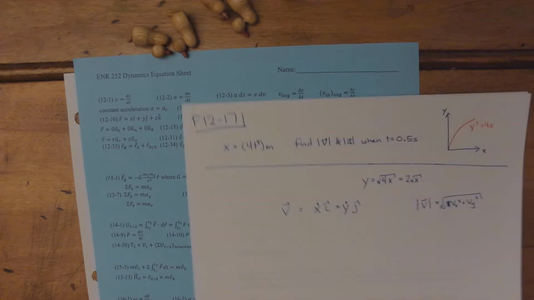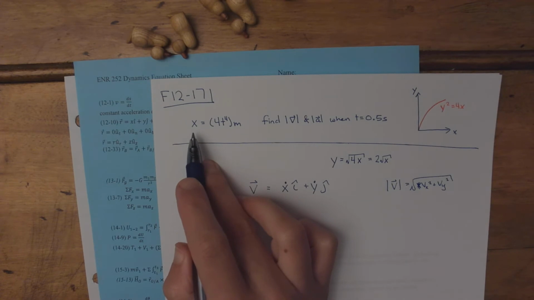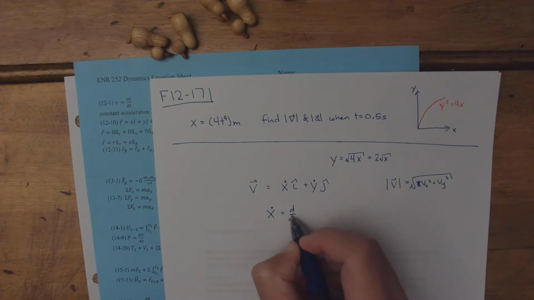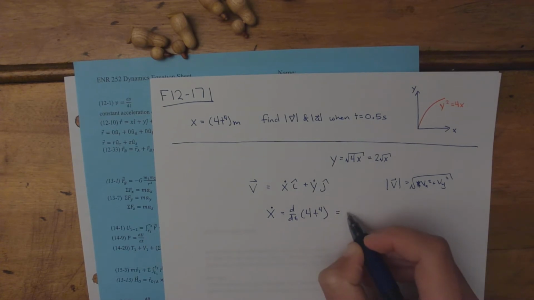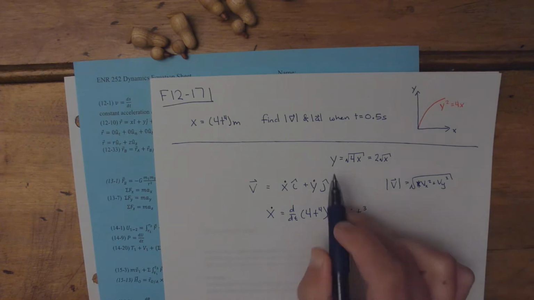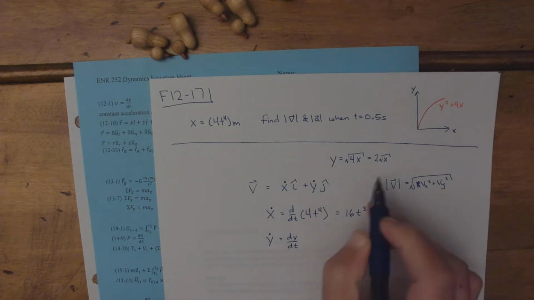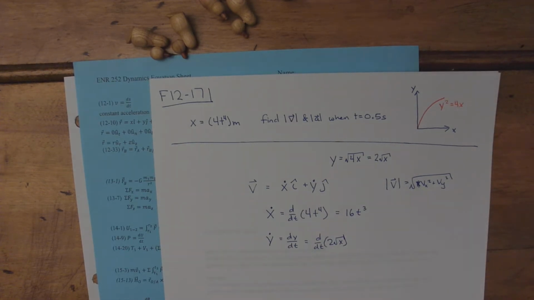Okay, so what I have to do first is find x dot and y dot. I have x here equal to 4t to the 4th. So x dot is just the derivative with respect to time of 4t to the 4th, which is 16t to the 3rd. That wasn't too bad. For y dot, that would be the derivative of y with respect to t, but this is what I have for y, so that's the derivative with respect to t of 2 times x to the 1/2, or the square root of x.